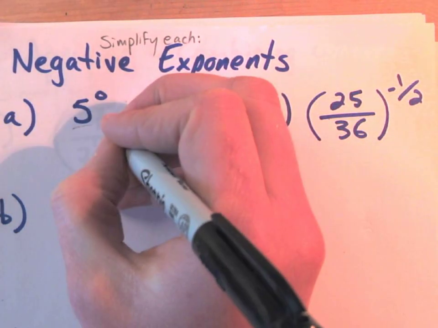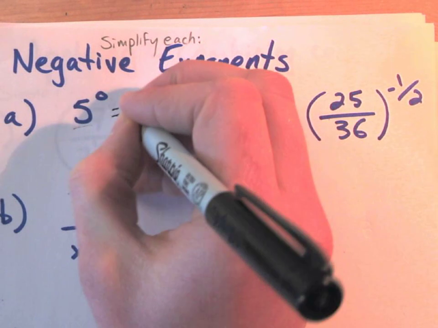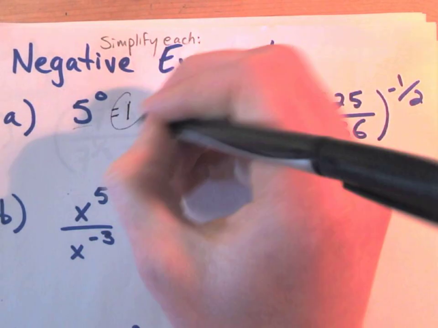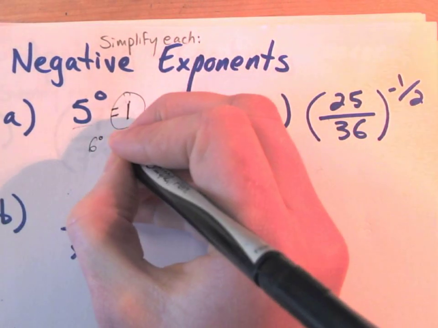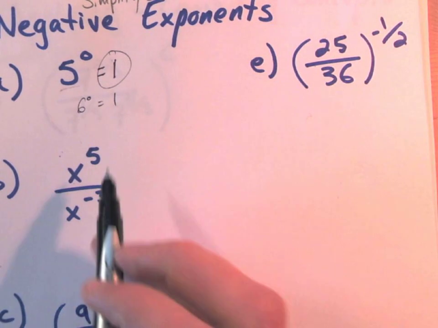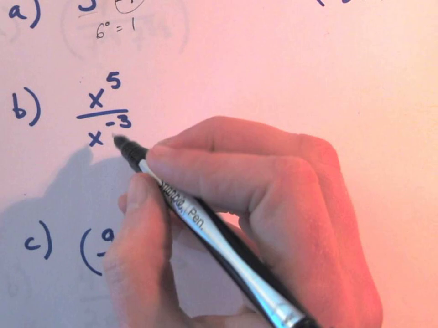Anything to the power 0 is just a fact, is just 1. Okay? So our answer for this first question is just 1. That's just a fact. If it was 6 to the power 0, it would still be 1. Anything to the power 0 is 1. So now our next question here, x to the power 5 over x to the negative 3.